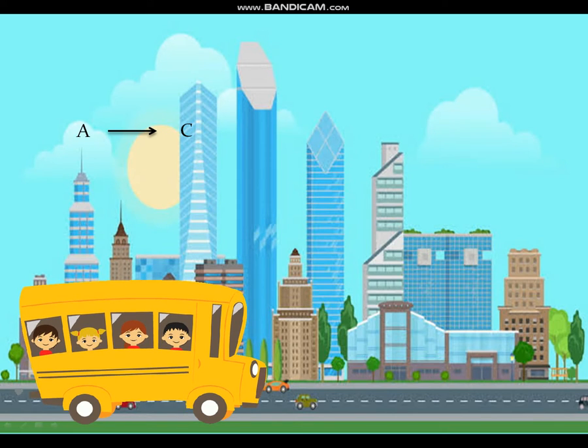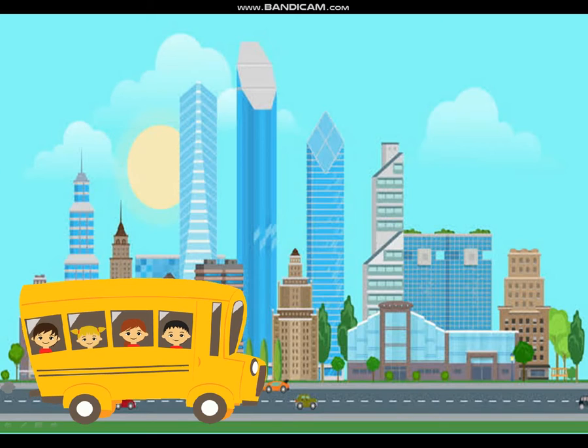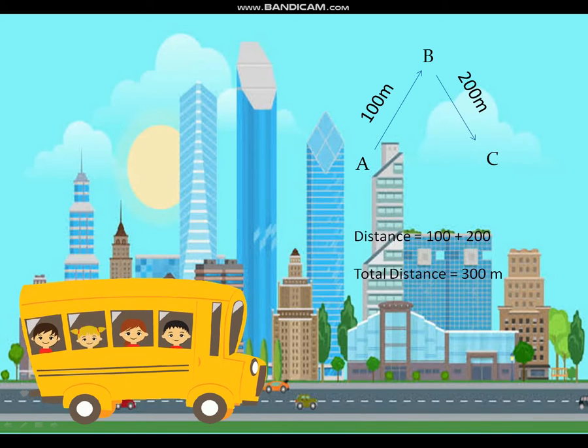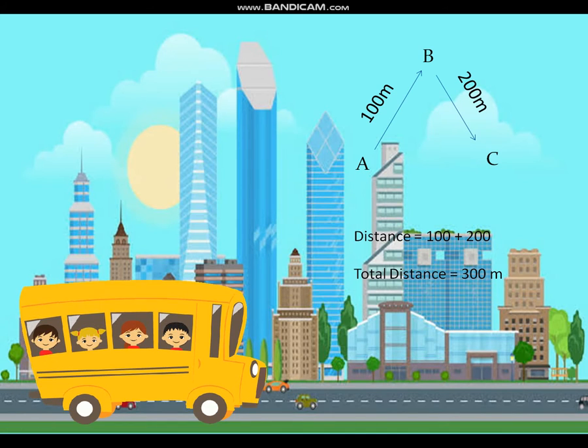A bus is traveling from city A to city C. To reach this, it needs to travel from city A to city B, which is 100 meters. Then from B to C is 200 meters. To get the total distance, we're going to add 100 meters plus 200 meters, and its sum is the total distance traveled.